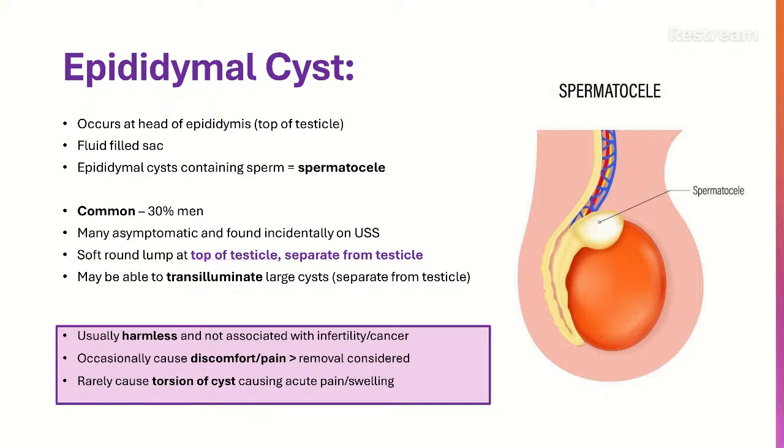They're not associated with any infertility or cancer. They can sometimes cause some pain, and that's when we might consider removing them. But usually we just leave them alone, and rarely they can cause torsion of a cyst, causing acute pain and swelling.